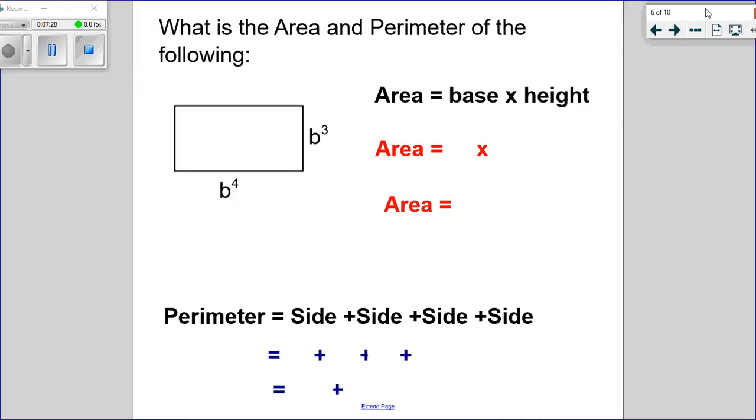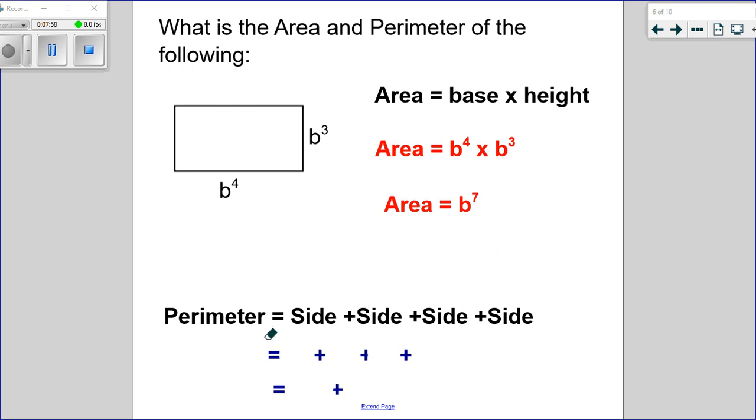Another example where we could use these powers is, what is the area or the perimeter of the following? Well, if you look at this, the rectangle is b to the 4th by b to the 3rd. And we can change these b's to any number we want. But if we said what is the area, all we're doing is multiplying b to the 4th times b to the 3rd. When we multiply like bases, we add the exponents. So my answer is going to be b to the 7th.